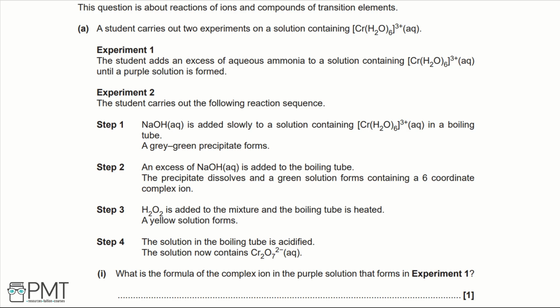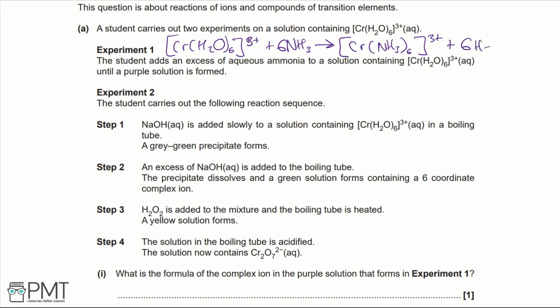To answer this question, it's important to know the equation for experiment 1. So what's happening in experiment 1 is [Cr(H2O)6]3+ is being reacted with 6 ammonias or NH3s. And that's going to produce the complex of [Cr(NH3)6]3+ plus 6H2O. And therefore that would make the complex ion in the purple solution that forms in experiment 1.